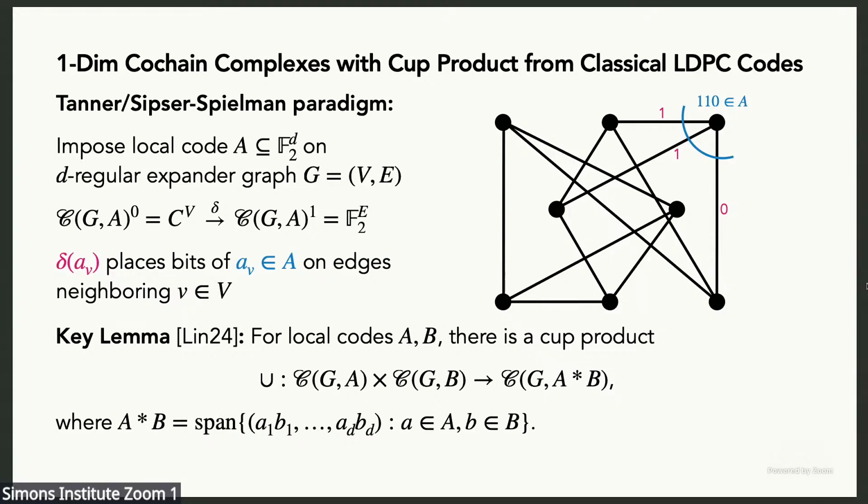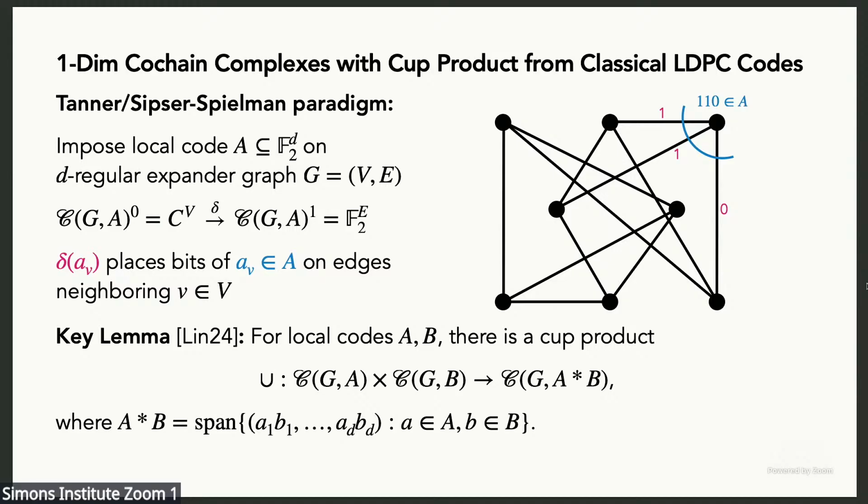So I guess just to repeat, this lemma is saying that we can always get a cup product on one-dimensional cochain complexes from these classical LDPC codes. The cup product starts with classical LDPC codes with local codes A and B respectively, then outputs something corresponding to the classical LDPC code with local code A star B, where A star B is just the component-wise product of A and B.